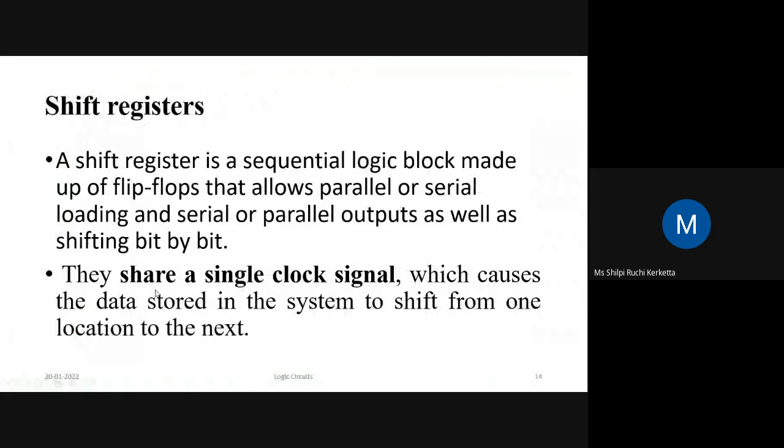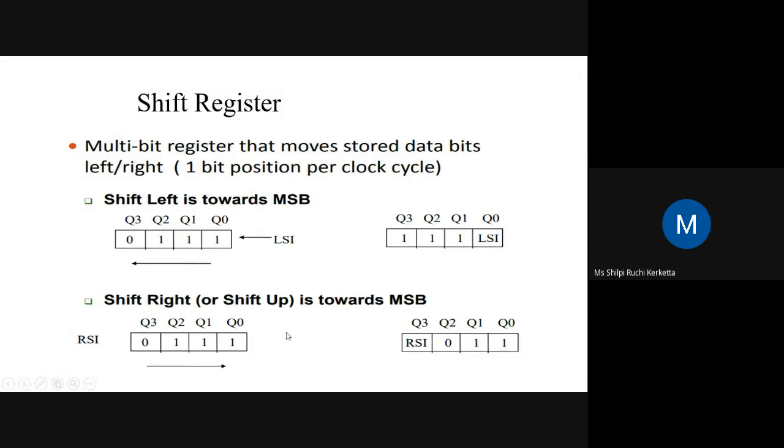So here they share a single clock, which causes the data stored in the system to shift from one location to the next location. Okay. So there are two types of shift register: one is shift left, and one is shift right. So a shift register is a multi-bit register that moves stored data bits left or right one position per clock cycle.